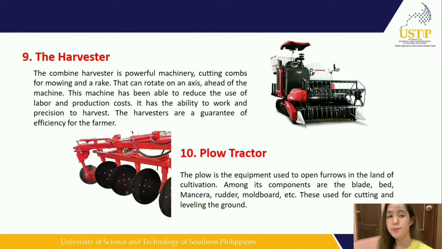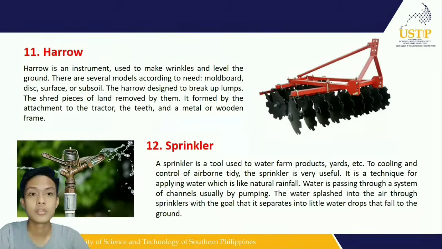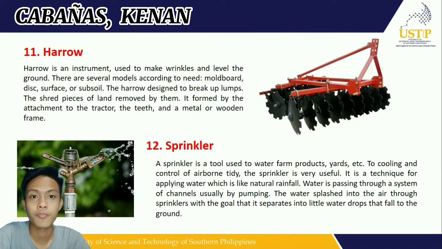We also have the plow tractor. This equipment is used to open furrows in the land of cultivation. Among its components are the blade, the bed, mancera, rudder, moldboard, and etc. So the plow tractor is used for cutting and leveling the ground. So let's proceed to the next one.